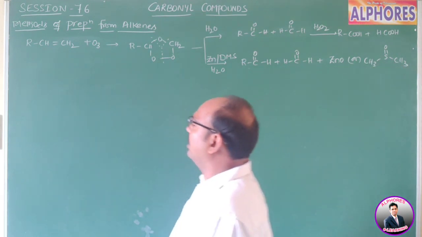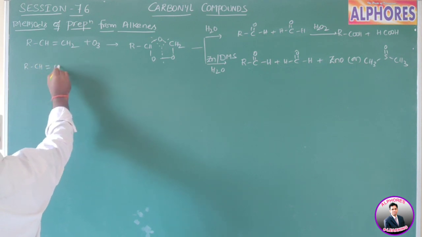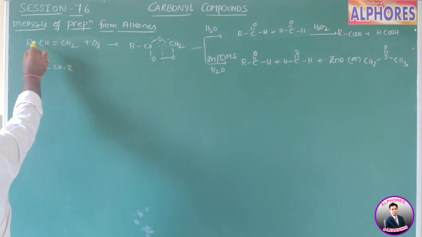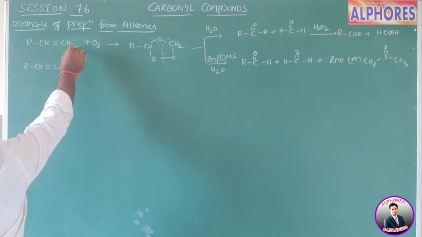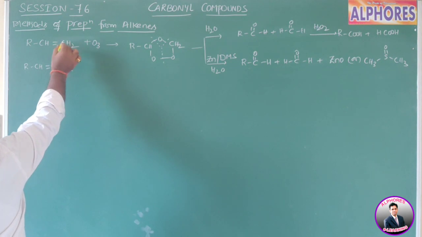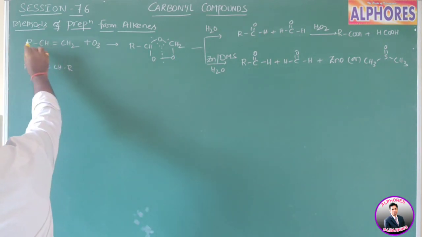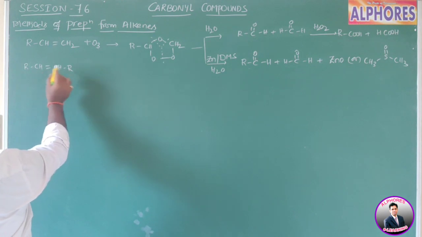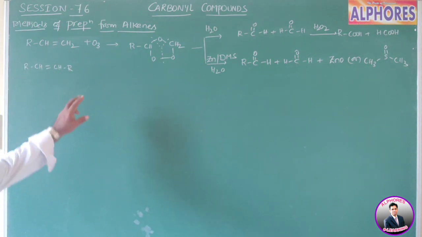Now, if we are using RCH=CHR, here one carbon consists of substituent R, another double bond carbon does not have any substituent. The carbon which does not have any substituent, or the carbon which has two hydrogens attached, gives formaldehyde, and the carbon which consists of one alkyl group gives a general aldehyde. And here I am going to use both double bond carbon atoms attached to one alkyl group.